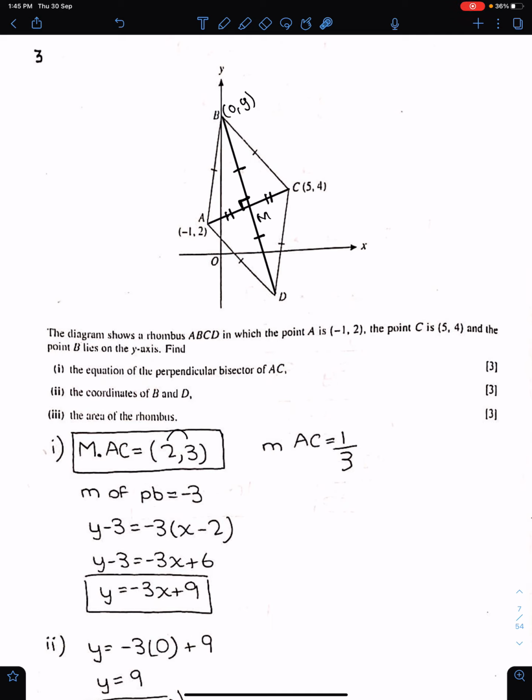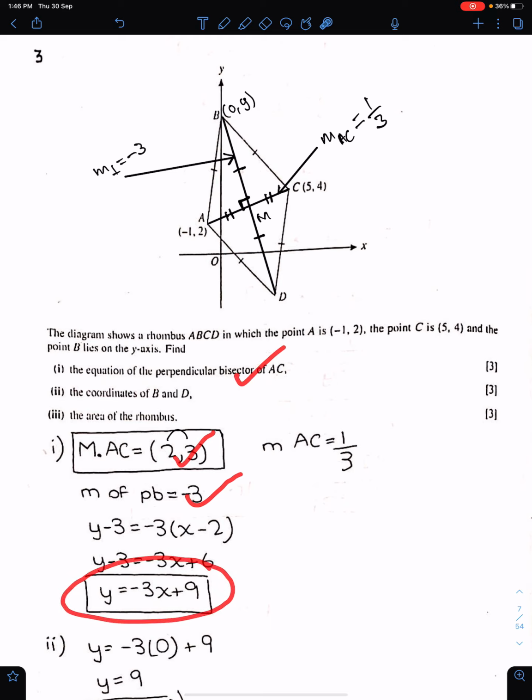Now we have the coordinates of the midpoint, which lies on BD as well. Now we need the gradient of AC. The gradient of AC is 1/3. Now with the help of this gradient, we can get the gradient of this bisector. It should be -3 because the bisector is perpendicular to AC. Now we can easily get the equation of line BD because we have the coordinates of the point which lies on BD, and we have the gradient of BD. So with the help of this gradient and this point, we can get the equation of this bisector.